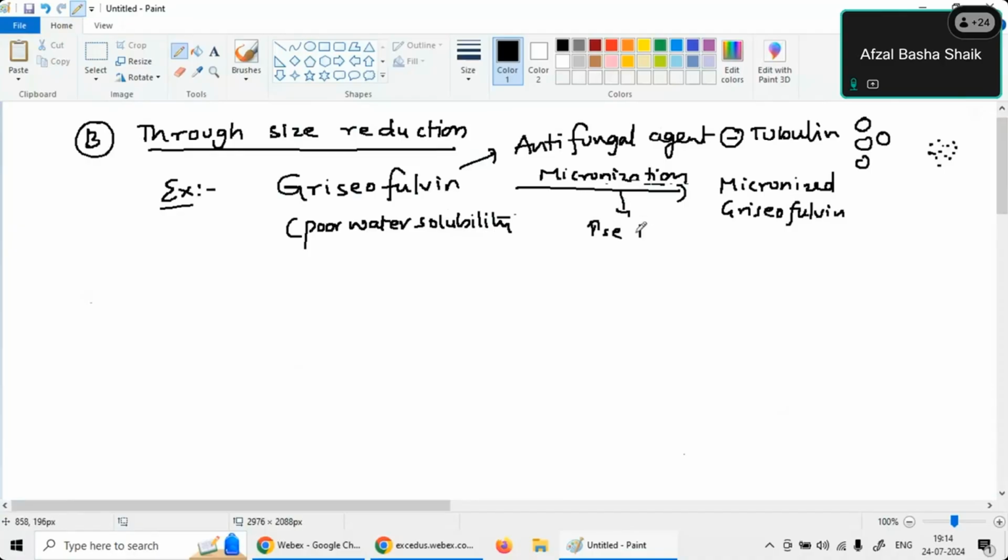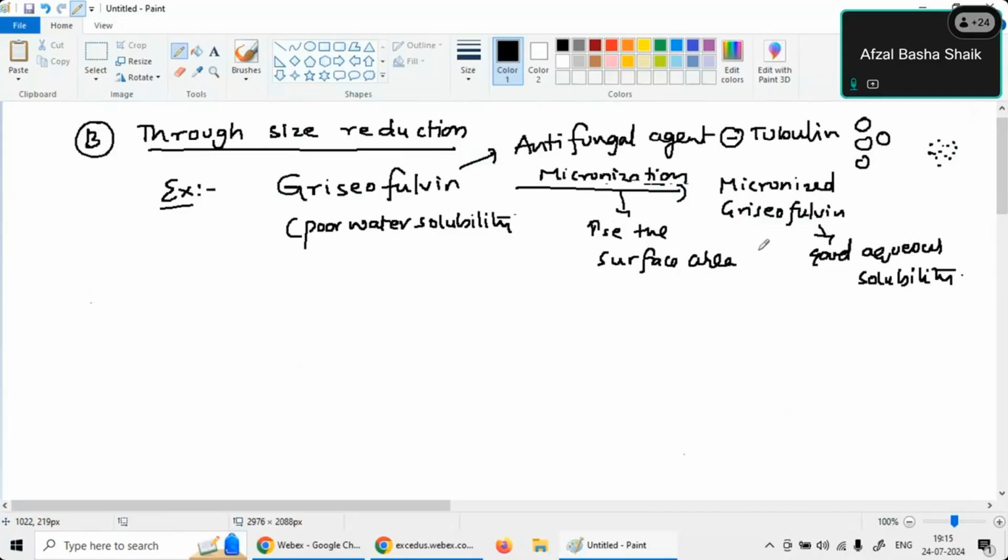Micronization will increase the surface area. Micronized griseofulvin has good aqueous solubility, right? Yes or no? Yes, sir. Right.